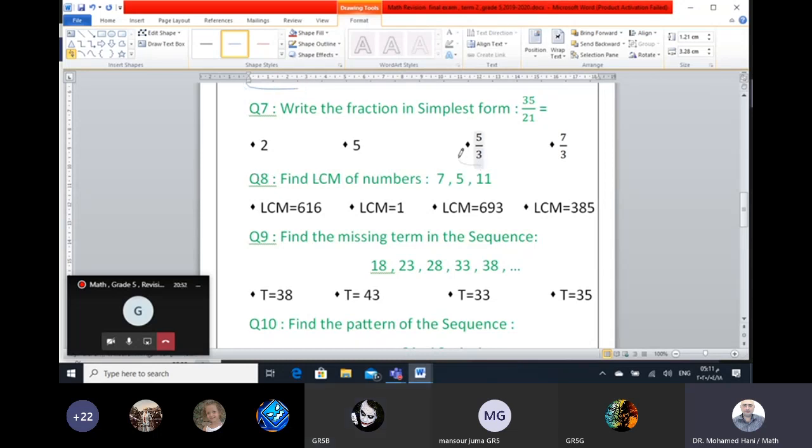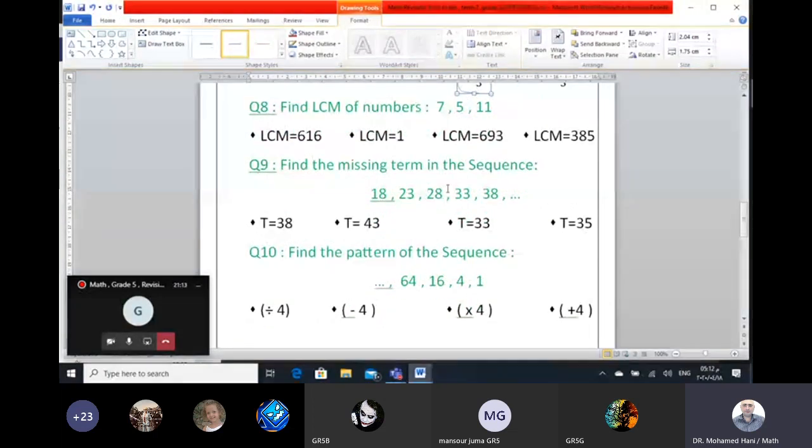So the right answer is 5 over 3. Why? Because when you find the GCF between 35 and 21, it will be 7. So divide the whole fraction by 7. 35 divided by 7 is 5, and 21 divided by 7 is 3. So the right answer is 5 over 3.